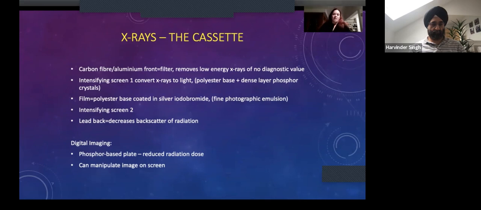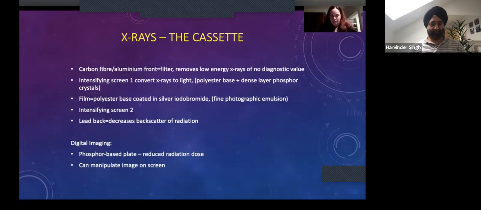Traditionally, we used X-ray cassettes, which are made of 5 layers. The first layer is essentially a filter, and this removes the low energy X-rays, which are essentially of no diagnostic value, and it makes the image clearer. On either side of the film are intensifying screens, which help to convert the X-rays into light, and lying between these is a film coated in silver iodobromide. At the back of the X-ray cassette, there's a lead back to prevent the radiation passing through further and backscattering into the room.